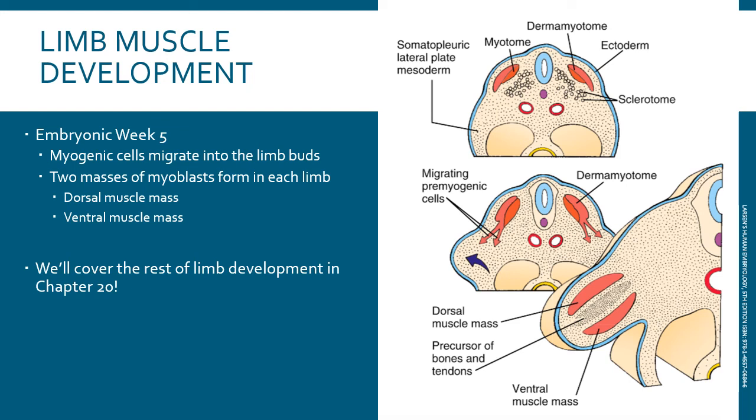But in this case, the myoblasts are going to organize themselves into a dorsal muscle mass and a ventral muscle mass, which will ultimately become the dorsal and ventral muscles of the limbs. And again, more on this in weeks to come.